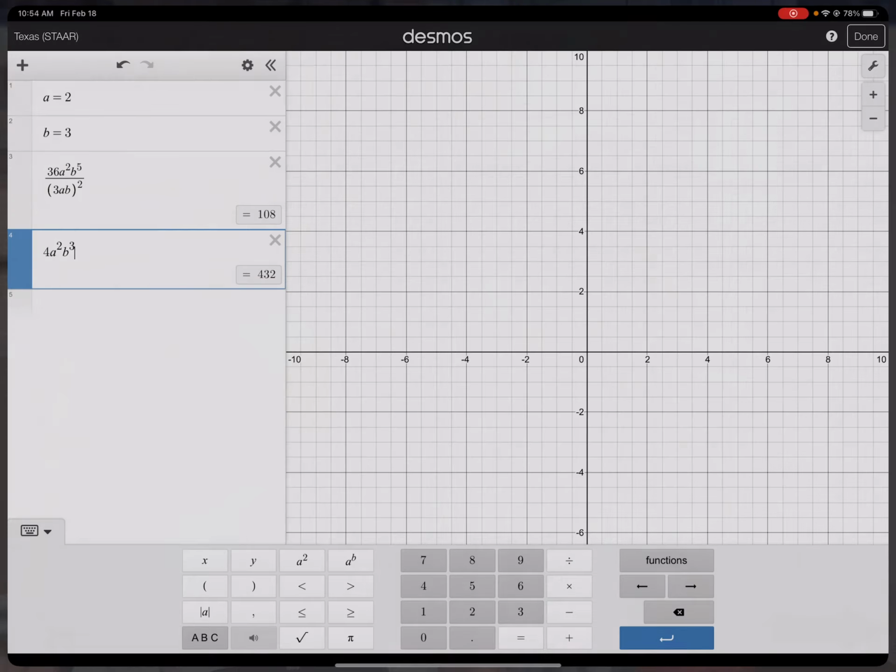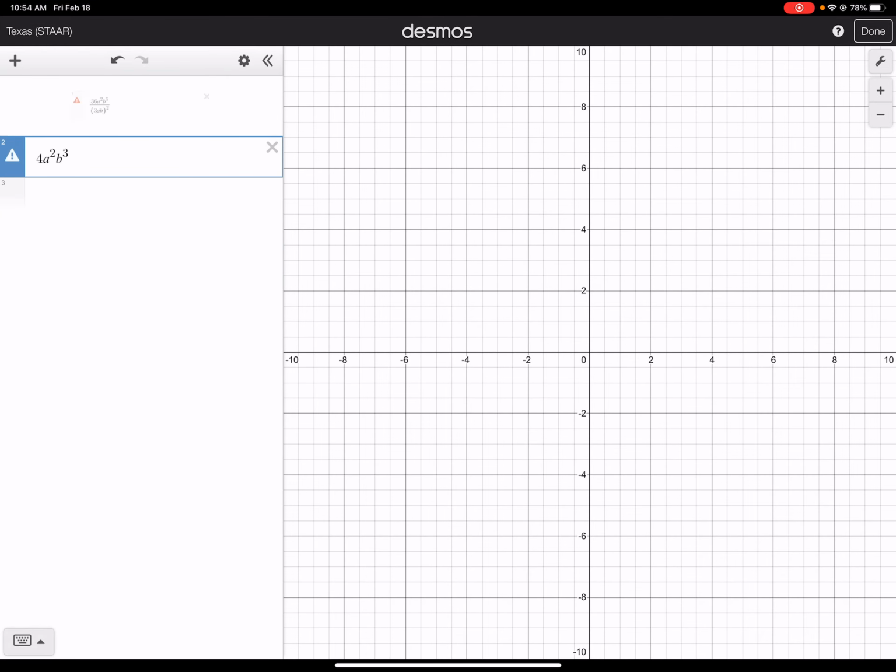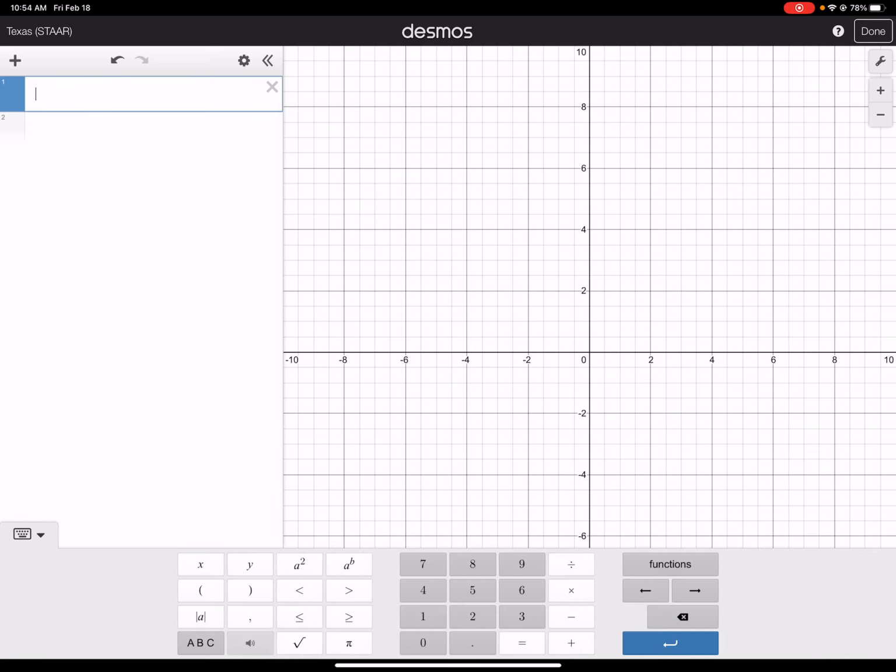And so if we go to Desmos to see what this looks like, we need to first define a value for a and b. I'm just going to define a to equal 2 and b to equal 3. I'm just making up numbers there. Then I'm going to type in the given expression, but instead of x, I'm going to type in a, and instead of y, I'm going to type in b.